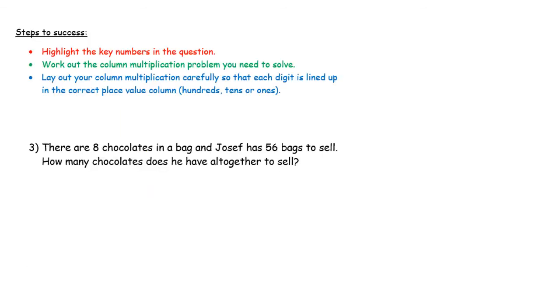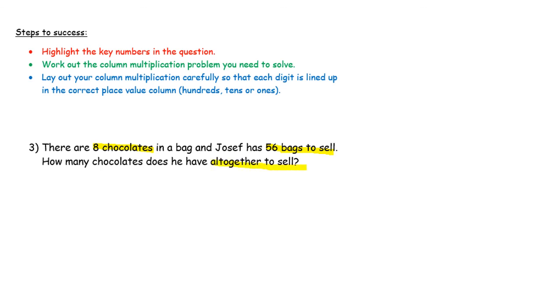Okay, so here you've got some word problems to do. We're going to highlight the key numbers in the question first because that's in our steps to success. So there are 8 chocolates in a bag. So in one bag there are 8 chocolates and Joseph has 56 bags to sell. How many chocolates does he have altogether to sell?